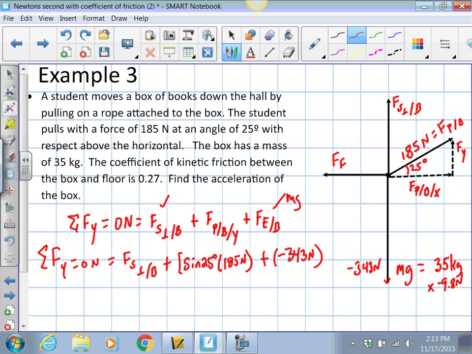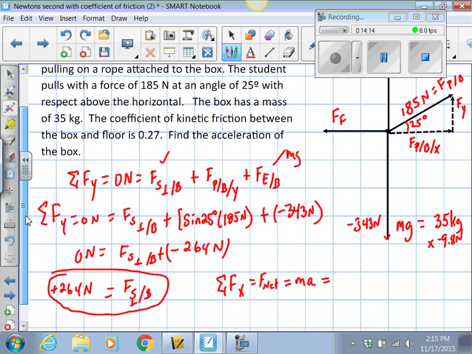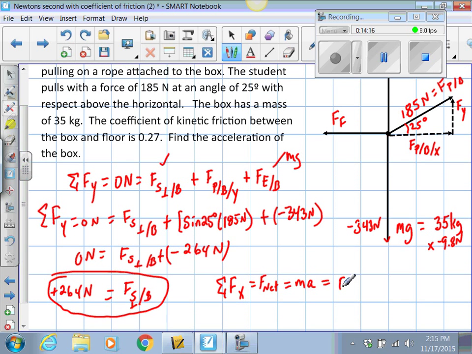So if we're going to solve for the net force, we have to do a sum of forces in the x. And that sum of forces in the x is equal to F net, and that equals m times a, which is equal to the force of the person on the book in the x, plus the force of friction.